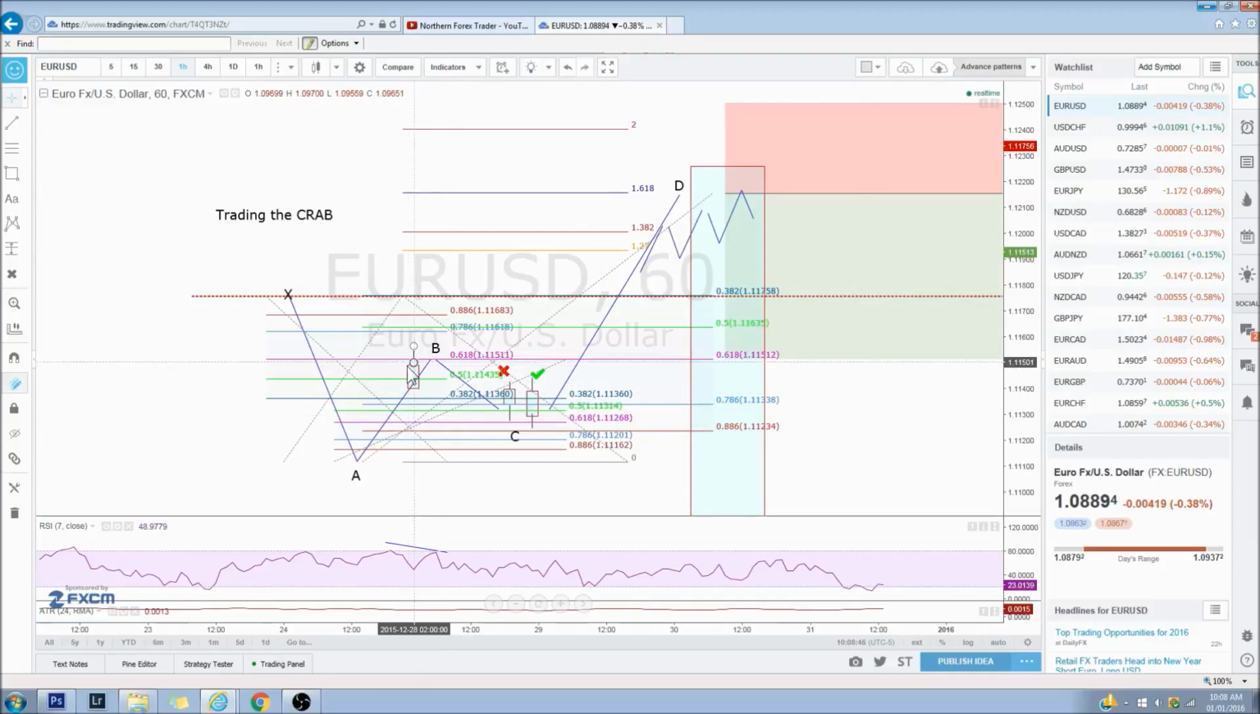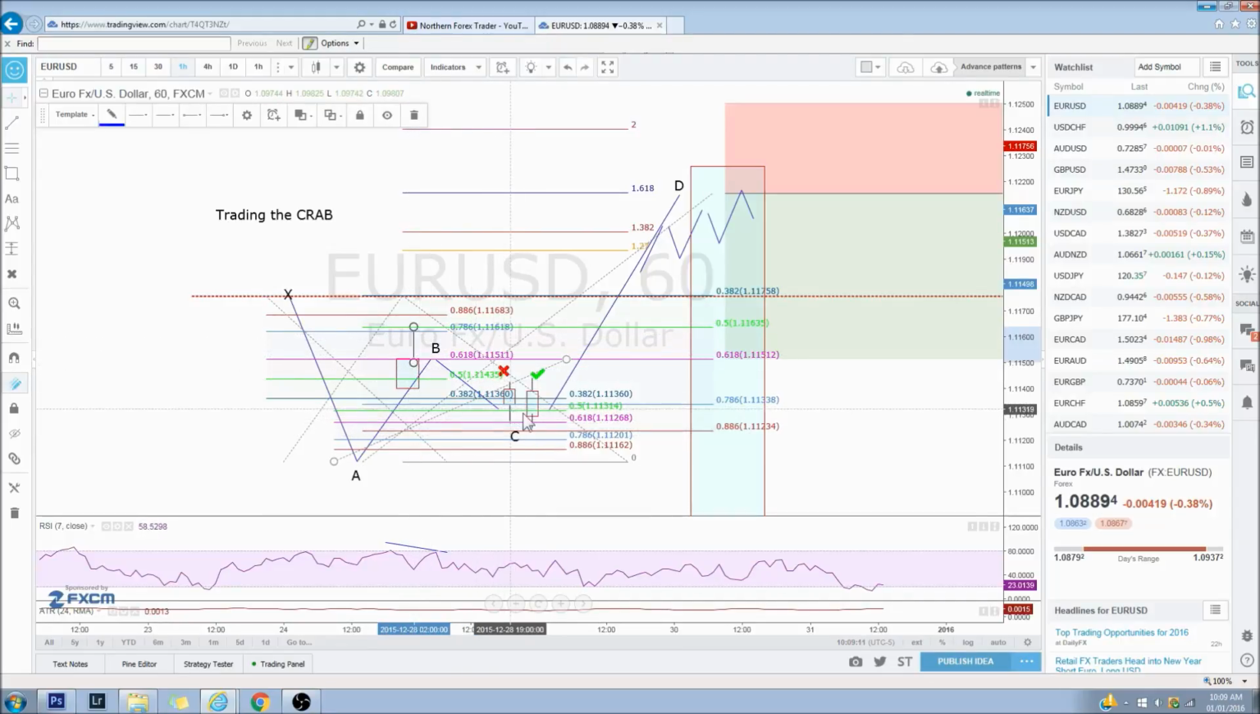So you have your rules of B point reaching the 618. The candle does not need to close above the 618, but we just can't have it close at or above the 786. The wick can travel up to that 786, and that's fine as long as the candle does not close above it.